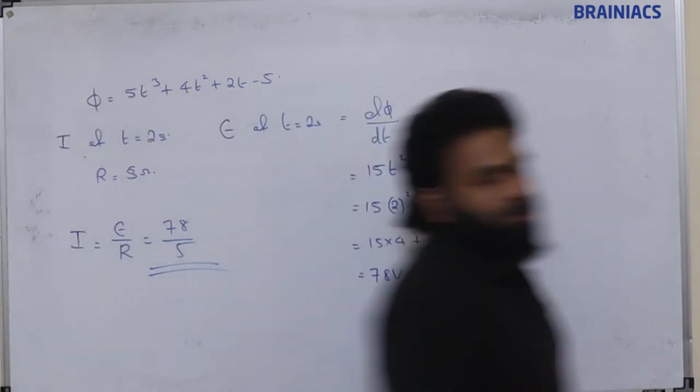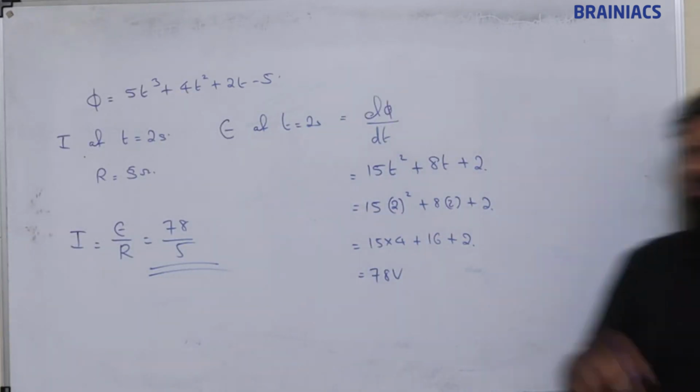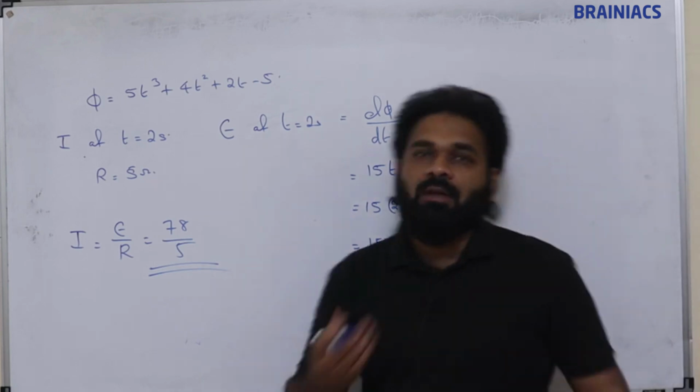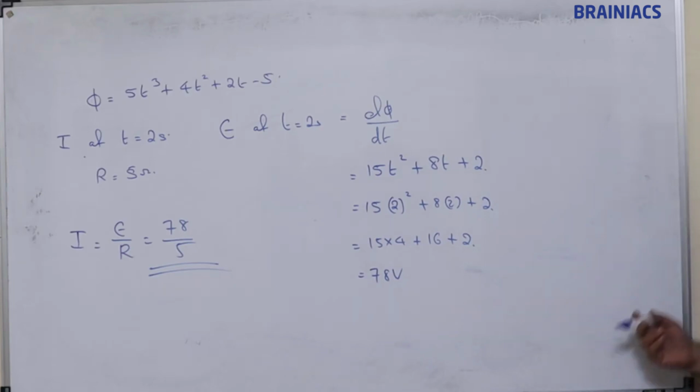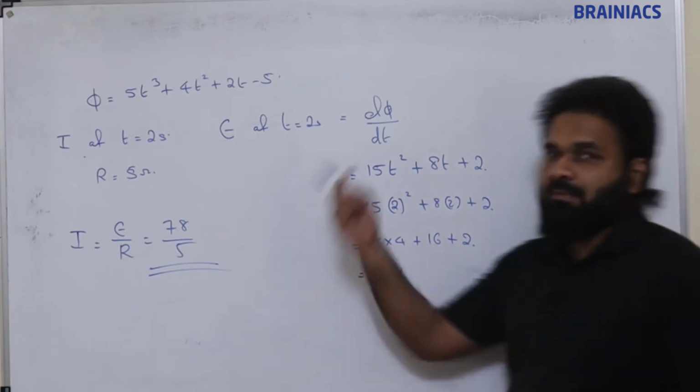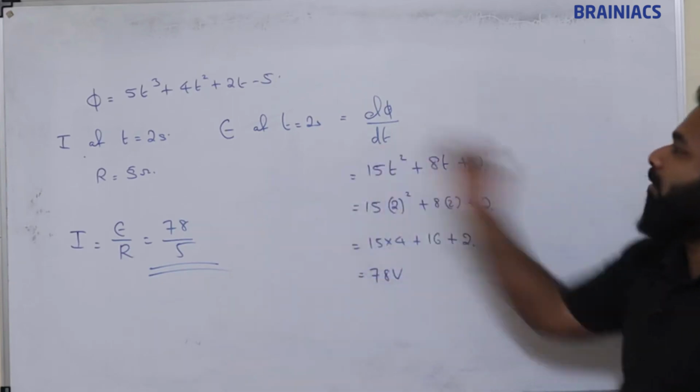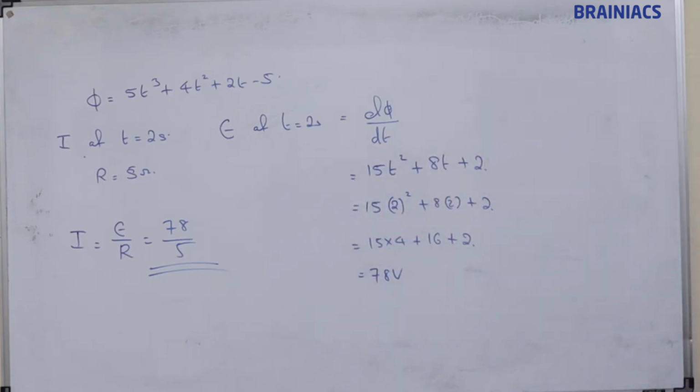Clear? So the remaining ones, phi 2 minus phi 1, are all average EMF. Phi 2 minus phi 1 by t is the average EMF. Suppose they ask at some particular instant of time, we have to do d phi by dt. Clear? Note it down.